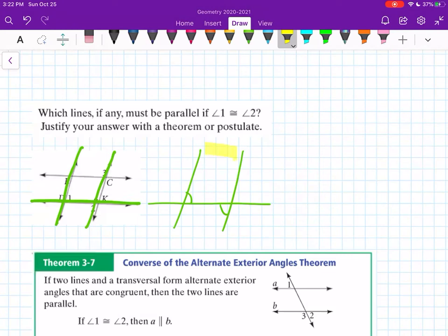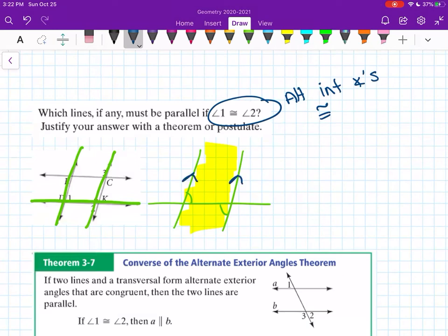So if this angle here is congruent to this angle here, they're on the interior and they're alternate. So these are alternate interior angles, and they are congruent. That means that my lines that are cut by the transversal must be parallel. So this line must be parallel to this line.